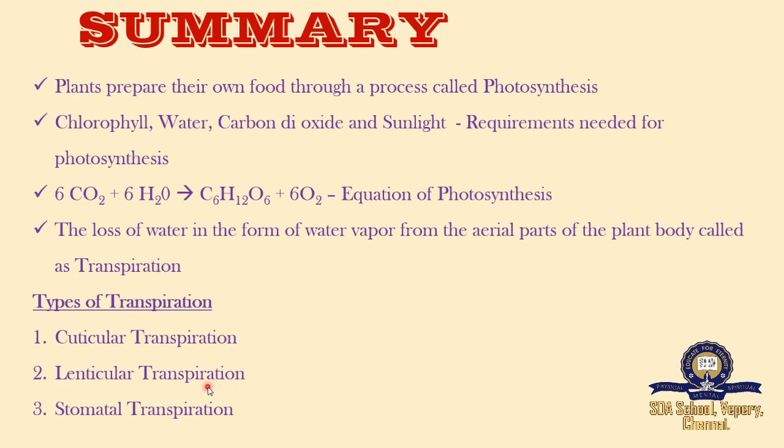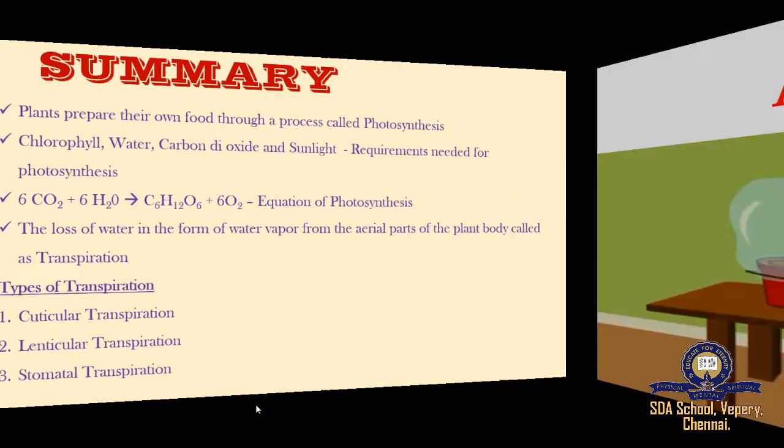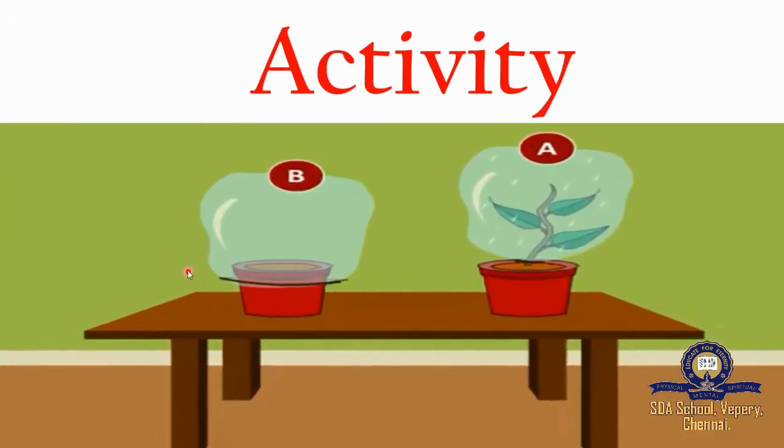Yes, students? So for the follow-up work, you are going to do a small activity which I've already mentioned in the video. Have a potted plant, cover it with a polythene bag and mark it as A, so that you can differentiate, right? And another pot with no plant, but just cover it with a polythene bag like this.